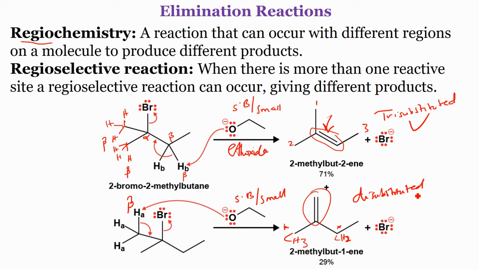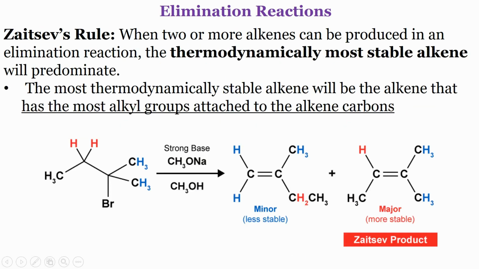So in reactions where a more substituted double bond is formed, that's gonna be the major product. Of course, you see the evidence. This is 71% yield. This is 29% yield. So this will be the major one, and it follows a rule that we call Zaitsev's rule, which you'll see shortly, where whenever you're using small bases, you get the more substituted alkene.